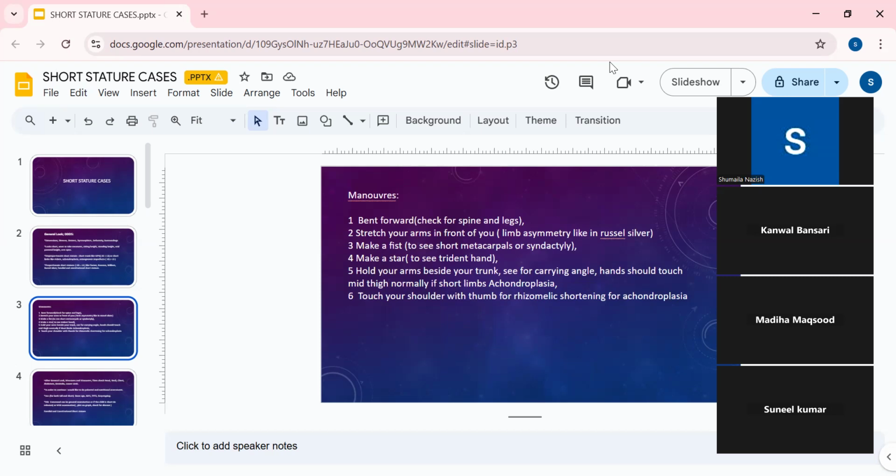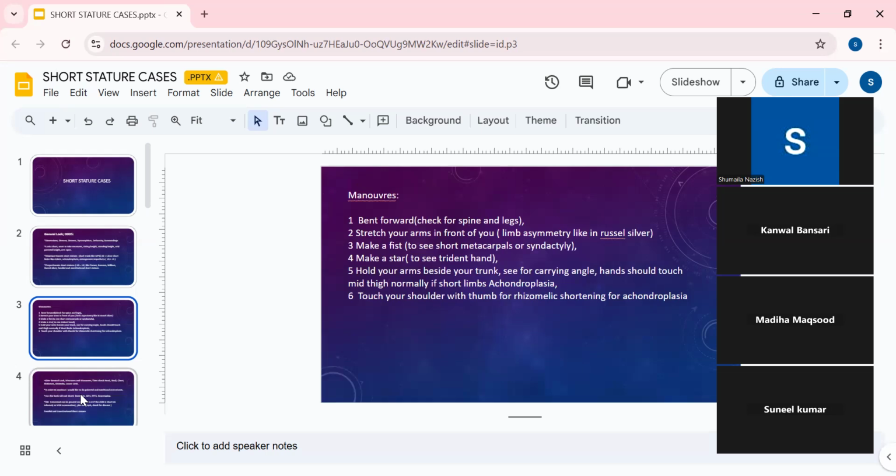Okay, so this will give you clues as to what kind of short stature you're looking at and what differentials you can make, okay. And then the last maneuver will be to touch the shoulder with the thumb, okay. This is again to check for the limb shortening, okay.